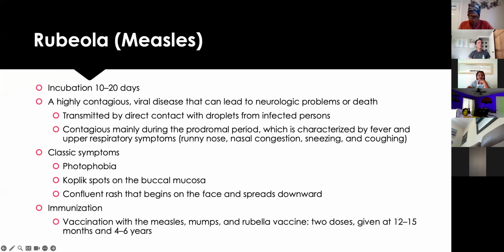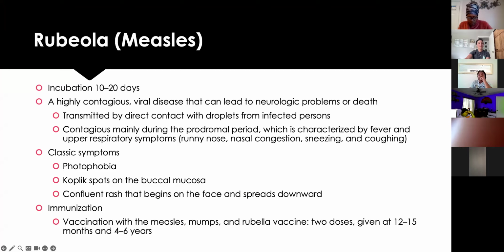So the first one we're going to talk about is rubella and measles. You'll see with pretty much every disease that we talk about today, it is going to require contact and droplet precautions for most of these. So measles is highly contagious. A virus that gives us neurologic problems, and if it goes untreated, it can lead to death.